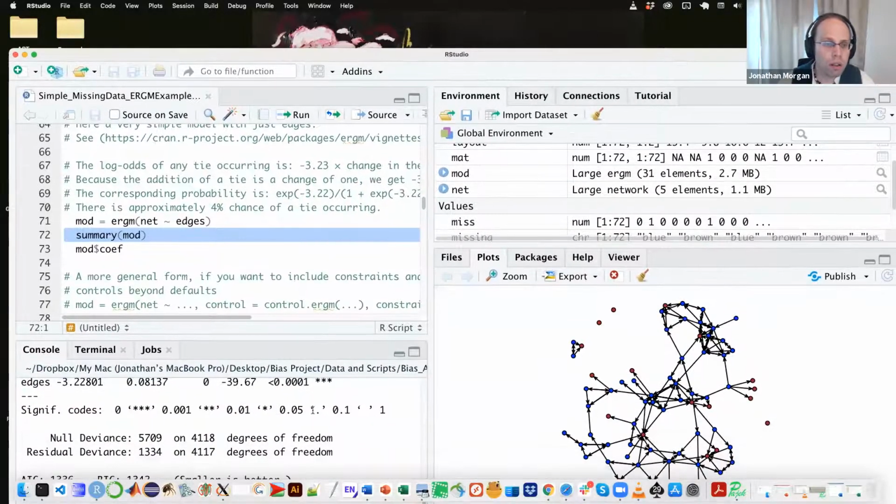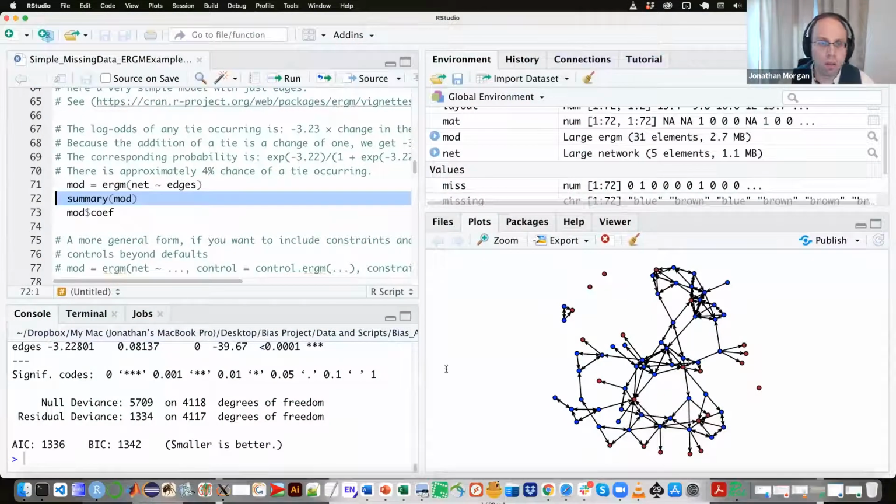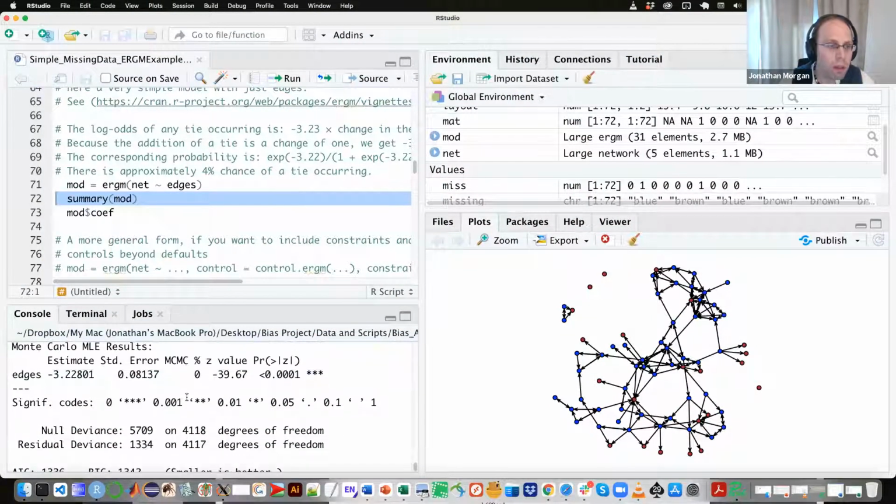And essentially, if we look down, this is again where having this very large R screen is somewhat difficult. What we see with this edges term is a log odds that an edge will occur. And then we can exponentiate that and get the proportion or the likelihood. And in this case, it's about a 4% chance in my model that I'll have an edge occur.